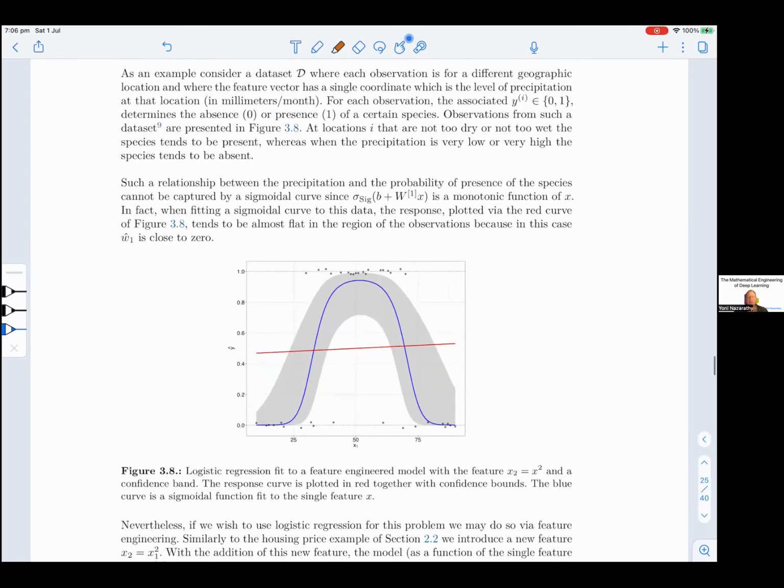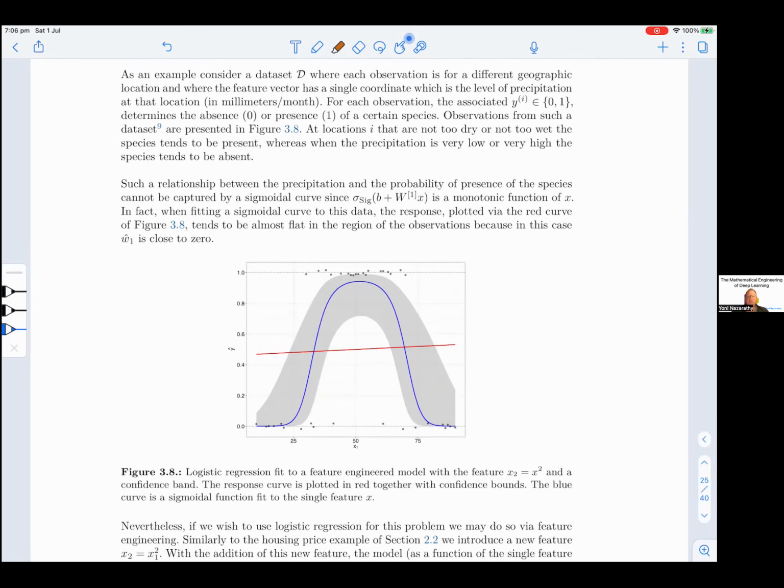As an example, consider a dataset D where each observation is for a different geographic location and where the feature vector has a single coordinate, which is the level of precipitation at the location in, say, millimeters by month. Okay, so you got different geographic location, you got level of precipitation. For each observation, the associated yi, which is either 0 or 1, determines the absence 0 or presence 1 of a certain species. Observations from such a dataset are presented in figure 3.8.